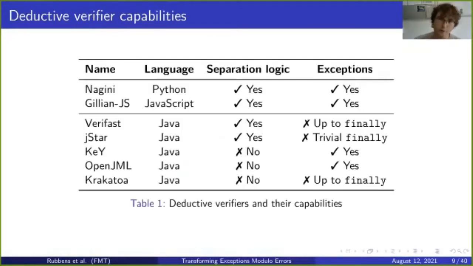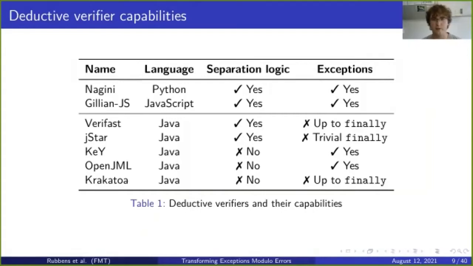So for this work, we have looked at several verifiers that exist in the same niche as Faircore. And what you can see is above the center line, we have two verifiers, Nagini and Gillian.js. And they actually support both exceptions and separation logic. So if you have a program that uses concurrency in those languages, you can actually verify them in a pretty complete subset of the language.